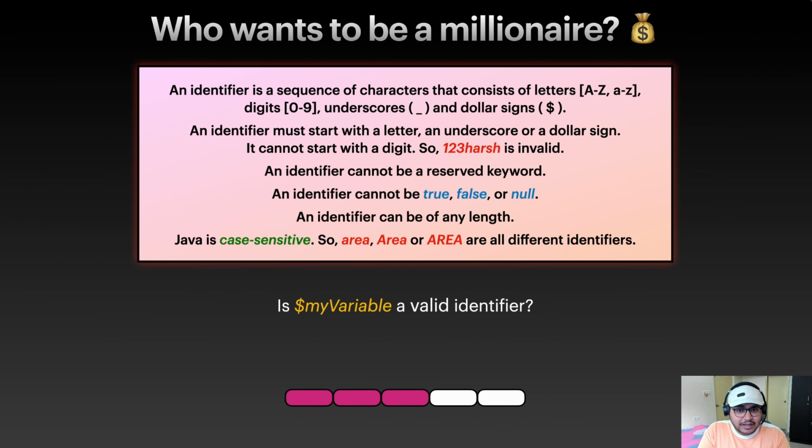Is my dollar a valid identifier? Yes, it is a valid identifier. Is class a valid identifier? No, because it is a reserved keyword and it violates the third rule.